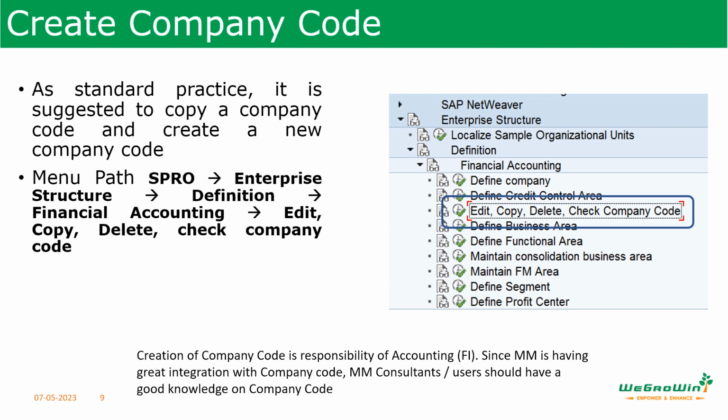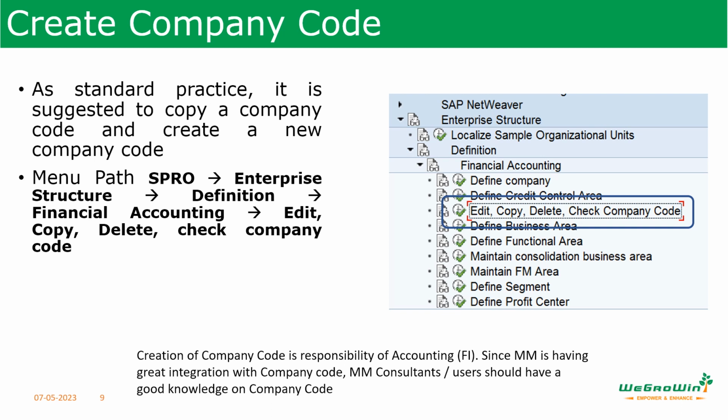In general, a company code is created by copying another company code in the system. In a standard system, company code 001 is provided by SAP for copying as a standard company code.